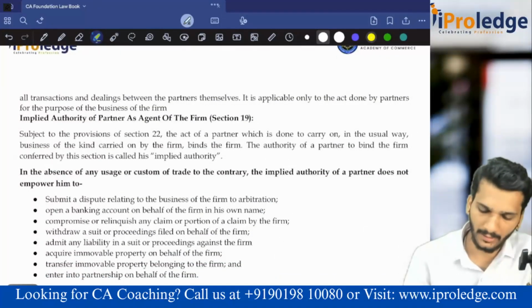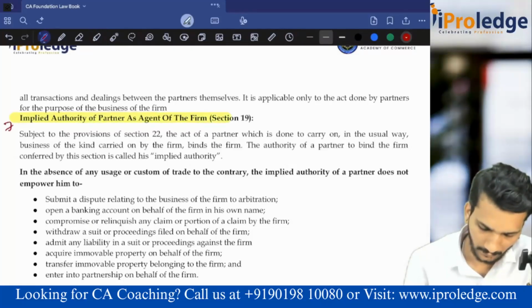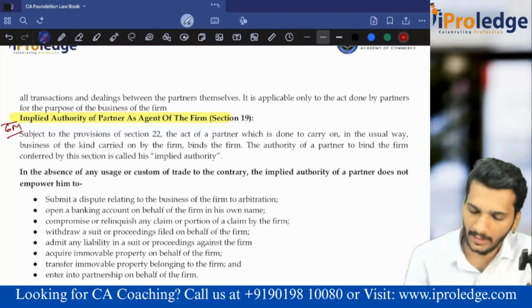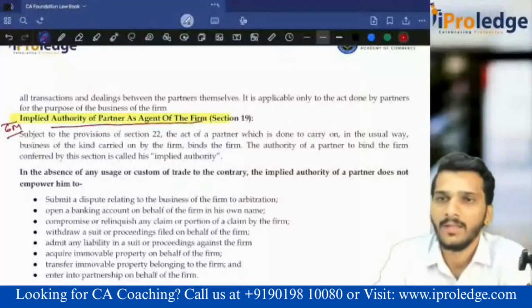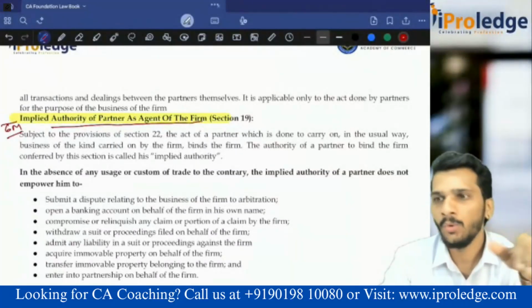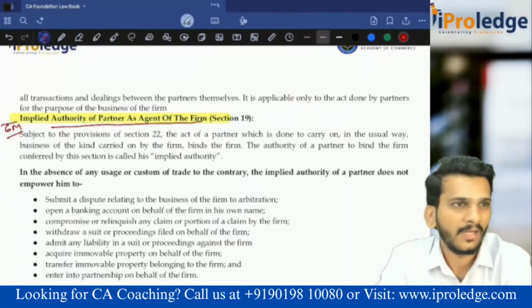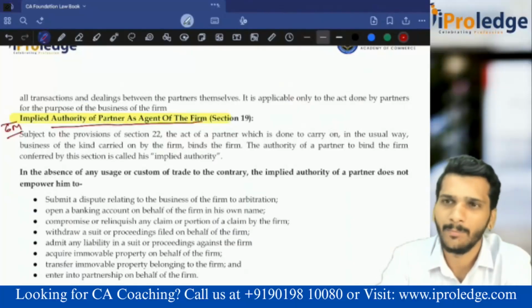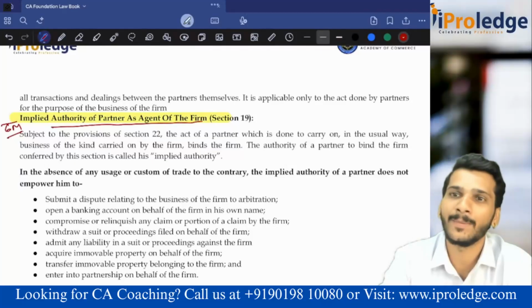This is important, very very important. Implied authority of a partner as an agent of the firm. See, as an agent of the firm, a partner can do all the activities. He can buy, he can sell, he can mortgage, he can do so many things, but he can never do these following activities unless an express authority is given to him.